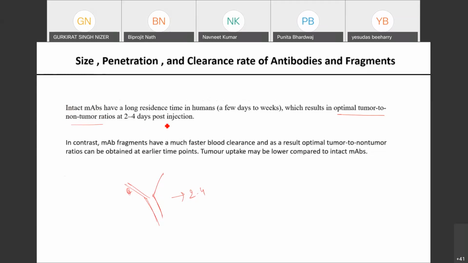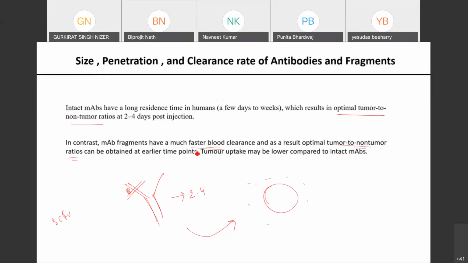So if you inject this antibody today, after 2 to 4 days you can see optimal tumor to non-tumor ratios. So it takes more time for this to happen. But in contrast, if I use fragments like single chain Fv fragments or other things, it results in much faster blood clearance and also quicker tumor to non-tumor ratios.